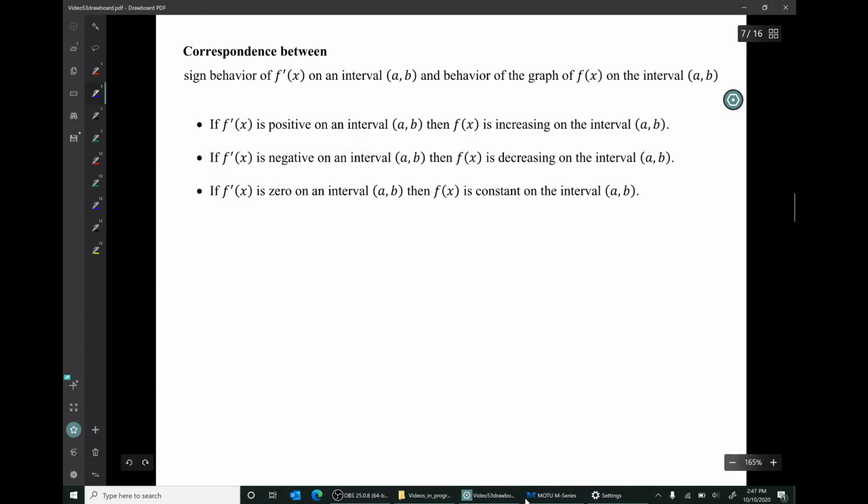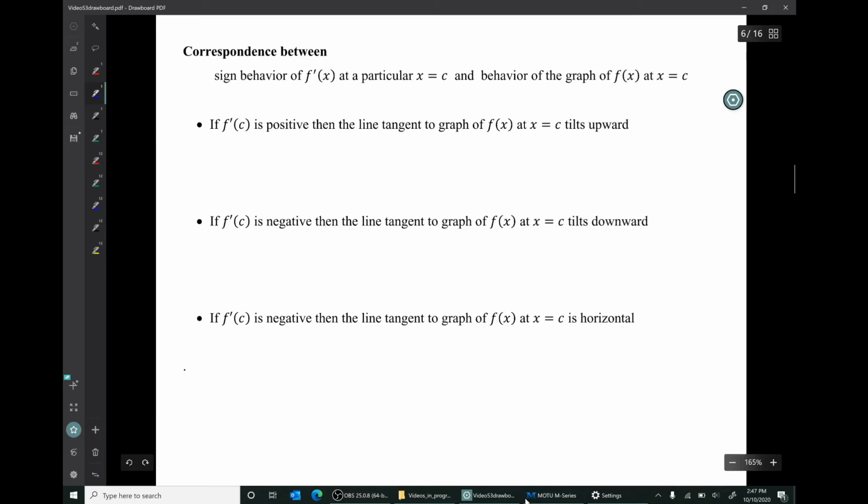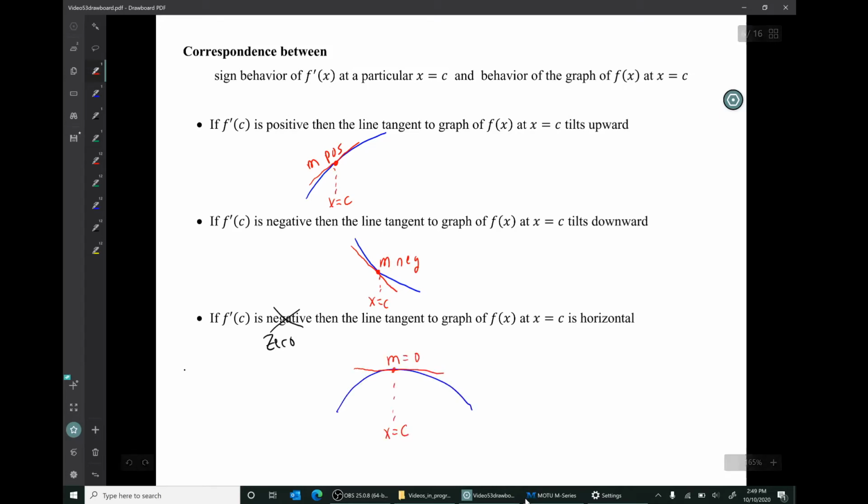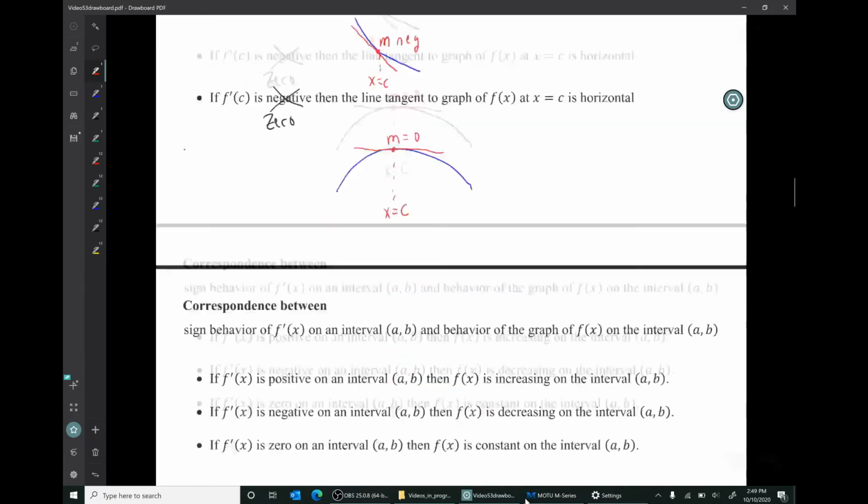And let's go back up earlier. If f prime of c is 0 at some x value, then the line that's tangent to the graph of f at that point is horizontal. You know, back here I should have drawn some pictures to illustrate this. So let's go back down to our example in progress.